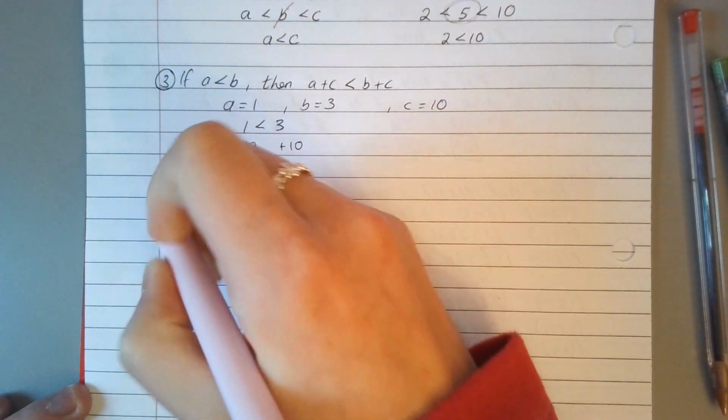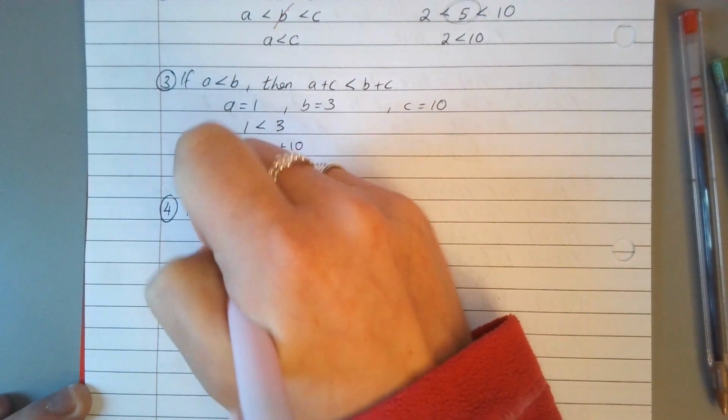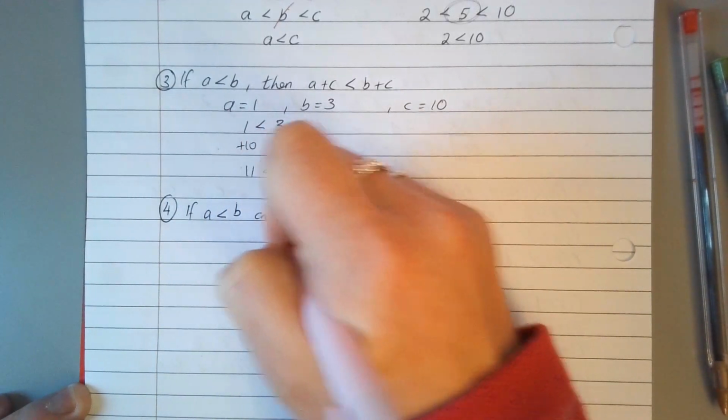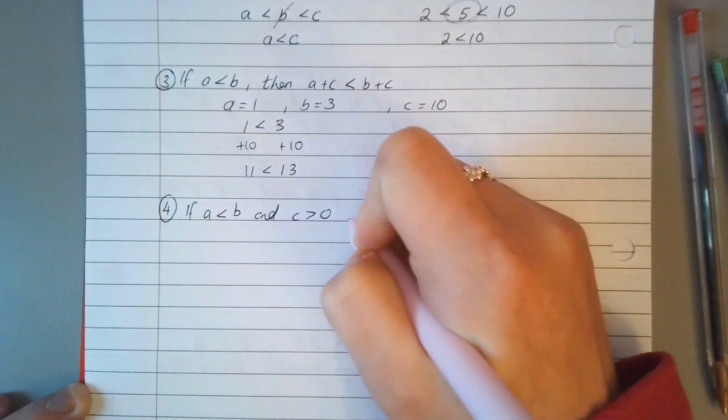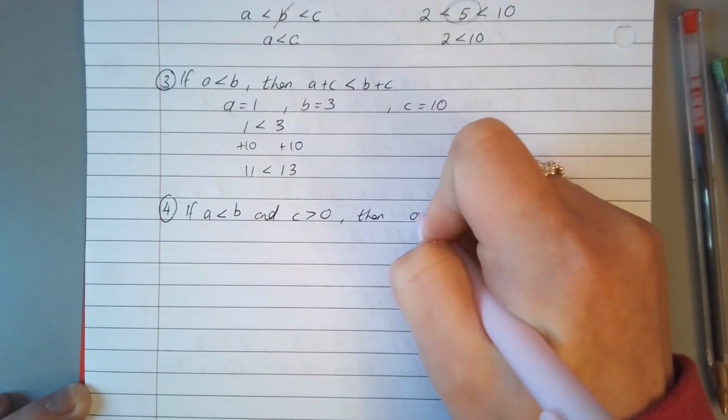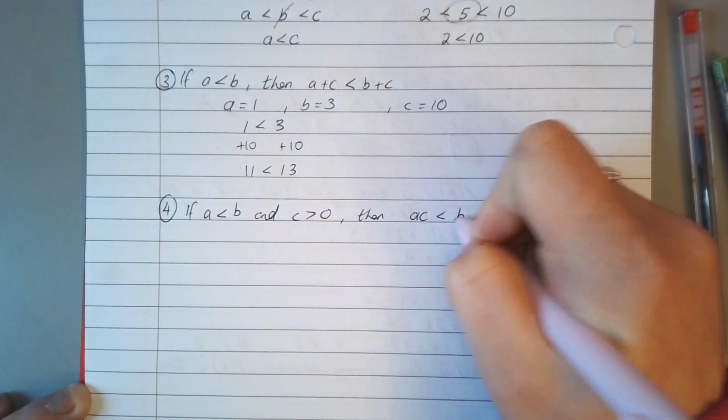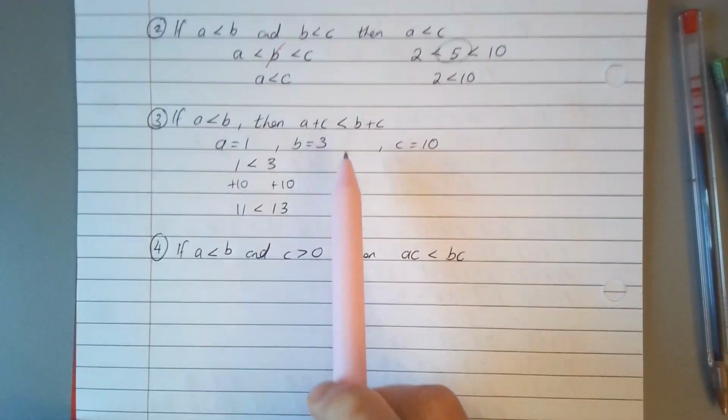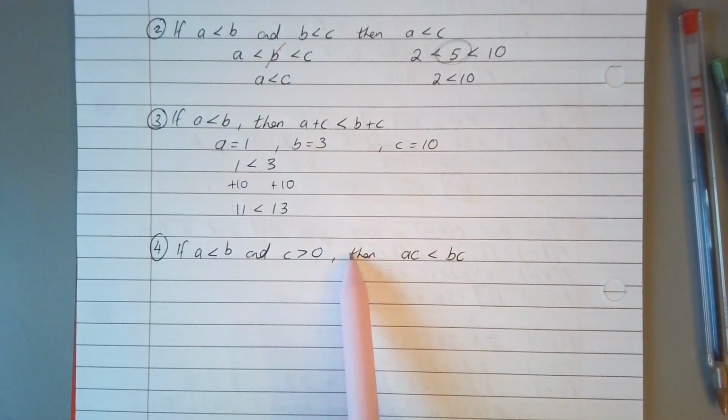4 then, if A is less than B and C is greater than 0, then AC is less than BC. So it's very similar to the third one. Instead of adding, we're just multiplying.